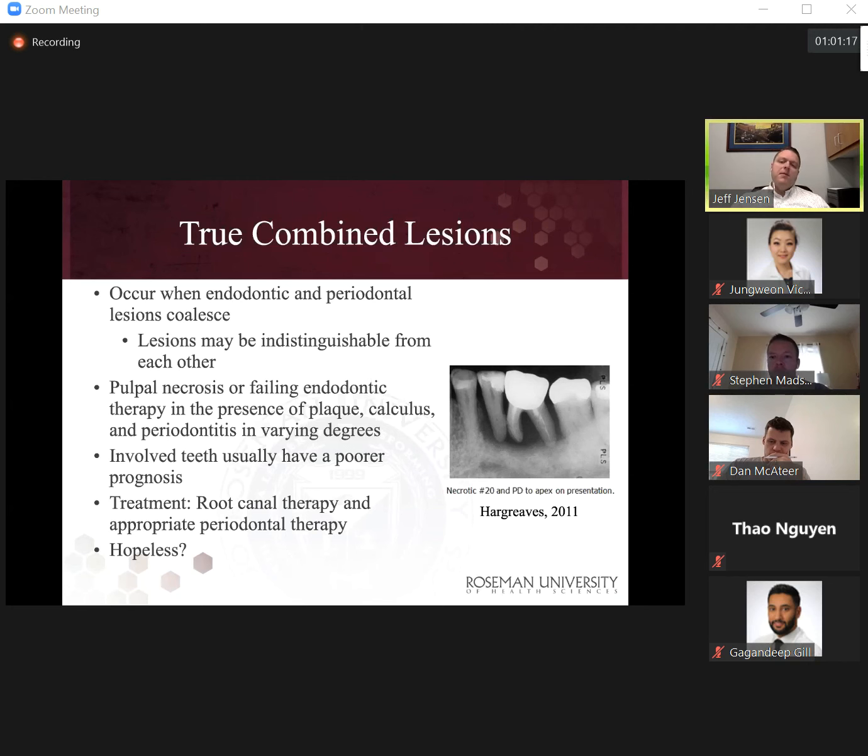A primary perio, I just showed a picture of it going to the apex to prove the point that the tooth's still vital. But that's going to be any sort of perio lesion, just like normal perio. Occasionally it's going to go down around the apex, and you test it and it's vital, then you know it's a periodontal lesion. Does that make sense? Yep.